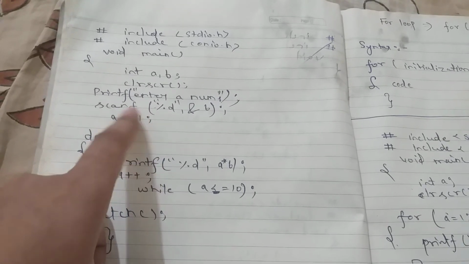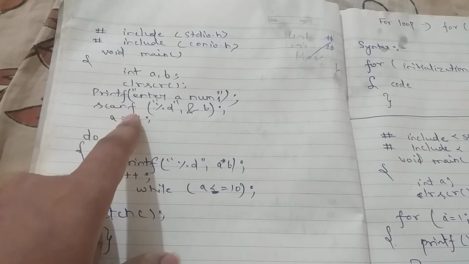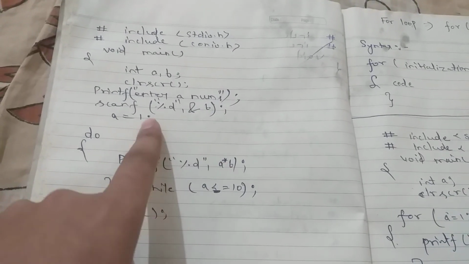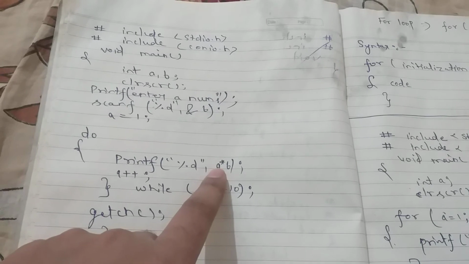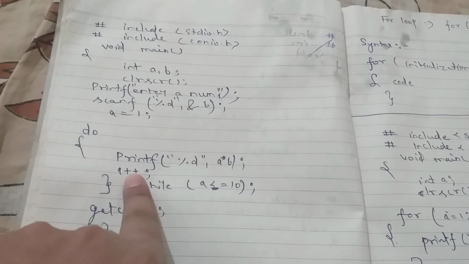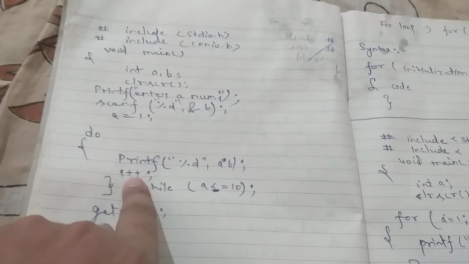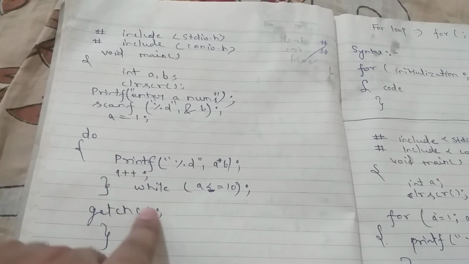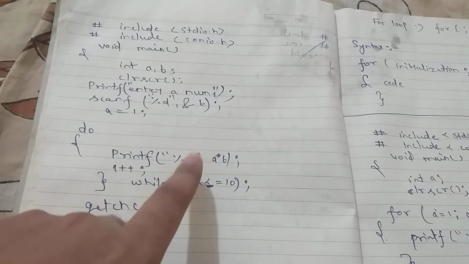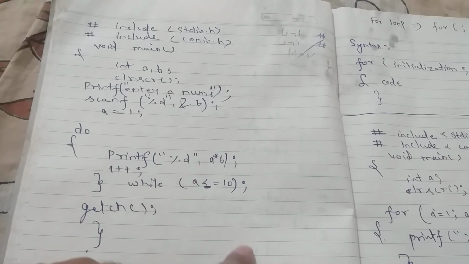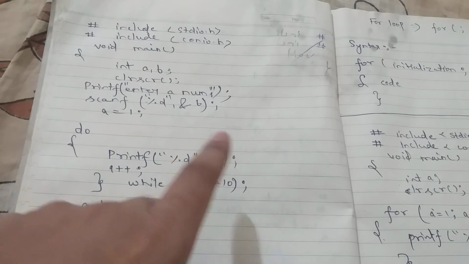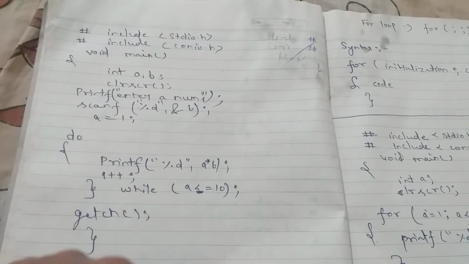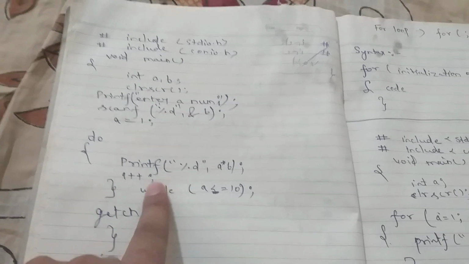If the user wants the table of 2, then it becomes a into 2, and if the user wants the table of 3, then it becomes a into 3. After that, the value of a is incremented each and every time, so that it gives us the output of the table starting from any number, like 2 into 1 up to 2 into 10. If the user gives input 4, then 4 into 1 to 4 into 10. So this is the basic structure.